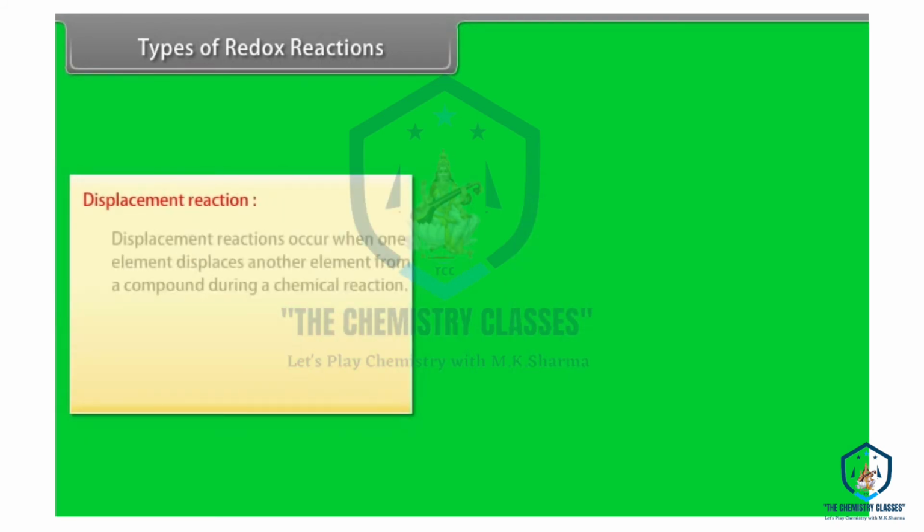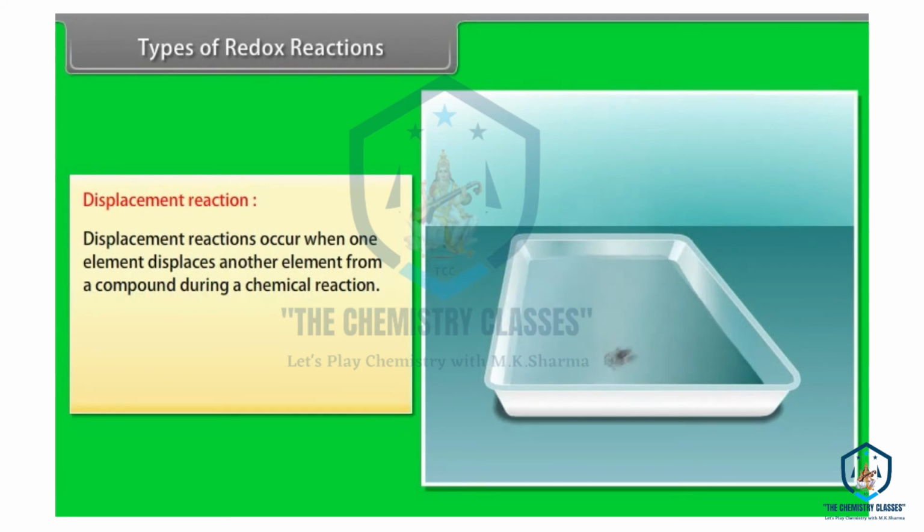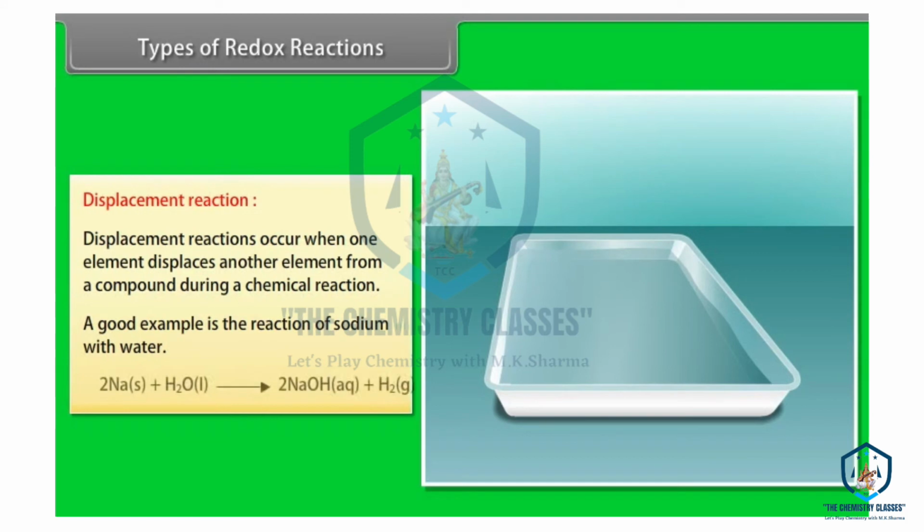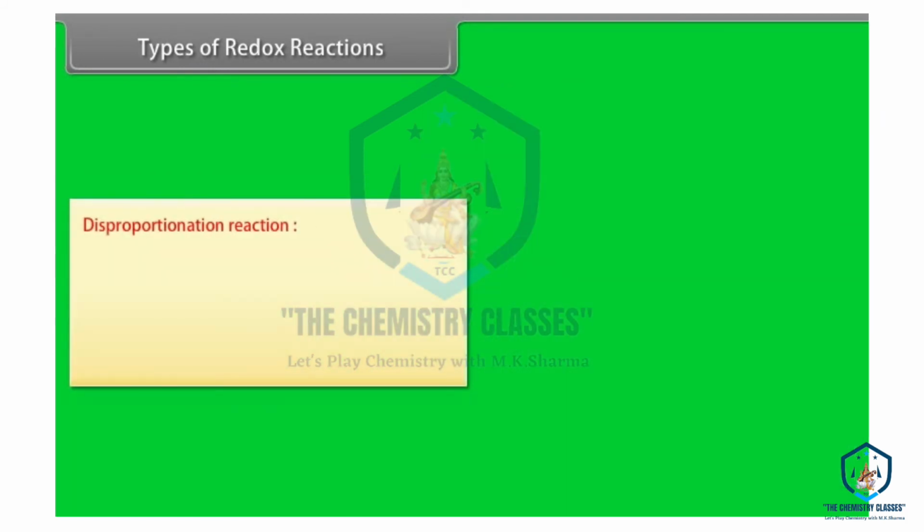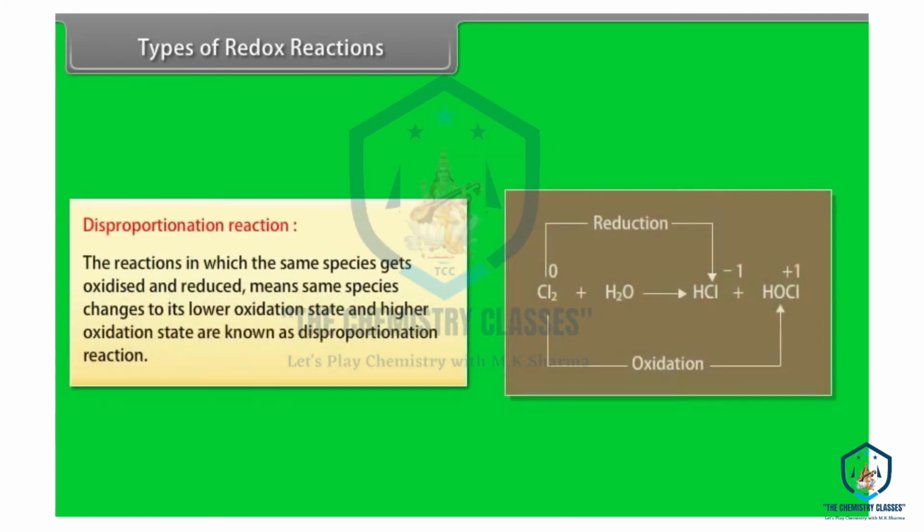Displacement reaction. Displacement reactions occur when one element displaces another element from a compound during a chemical reaction. A good example is the reaction of sodium with water. Disproportionation reaction. Reactions in which the same species gets oxidized and reduced, meaning the same species changes to its lower oxidation state and higher oxidation state, are known as disproportionation reactions. In this reaction, chlorine is oxidized and reduced at the same time.